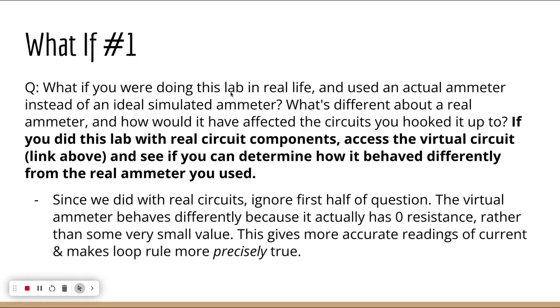What if question number 1? Ignore the first part since it was done with the real circuit. The virtual ammeter behaves differently because it actually has 0 resistance rather than our ammeter, which has a very small resistance. This leads to more accurate readings of current and makes the loop rule more precisely true.